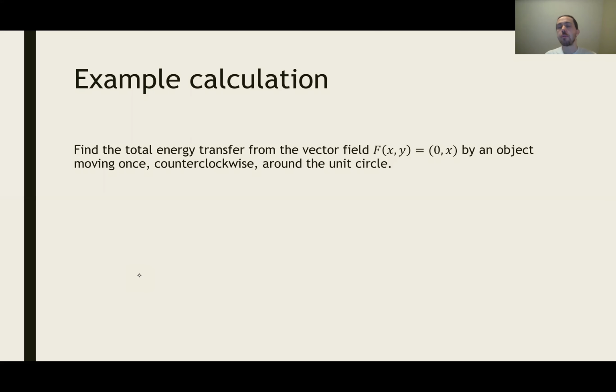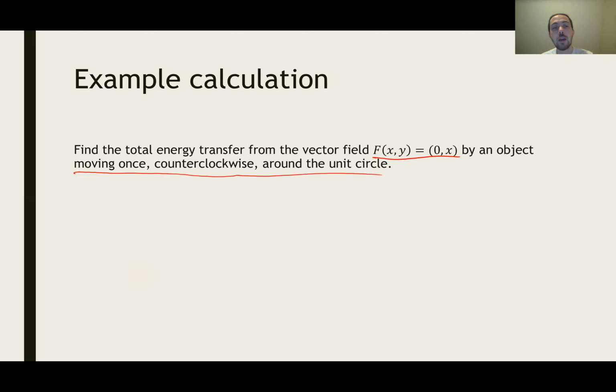Let's give an example calculation of this type of thing. So here's a problem that we answer with a line integral. We've got a vector field, f of x, y is equal to 0, x, and we've got an object moving once counterclockwise around the unit circle. So we want to measure the total transfer of energy either to or from the vector field to the object.